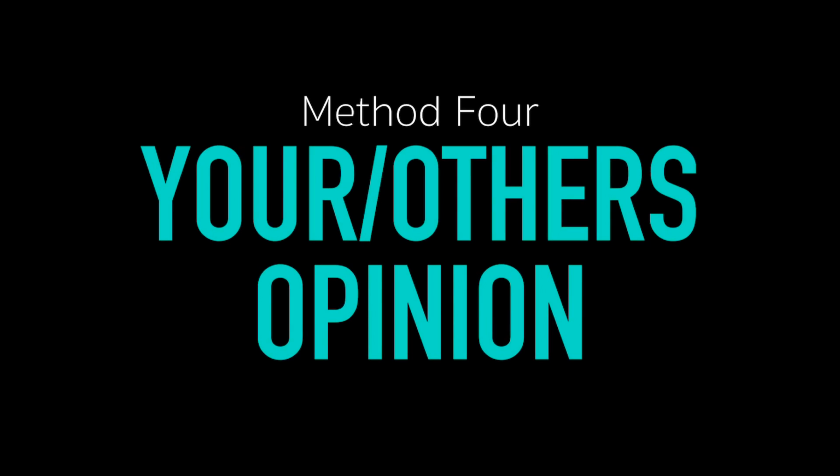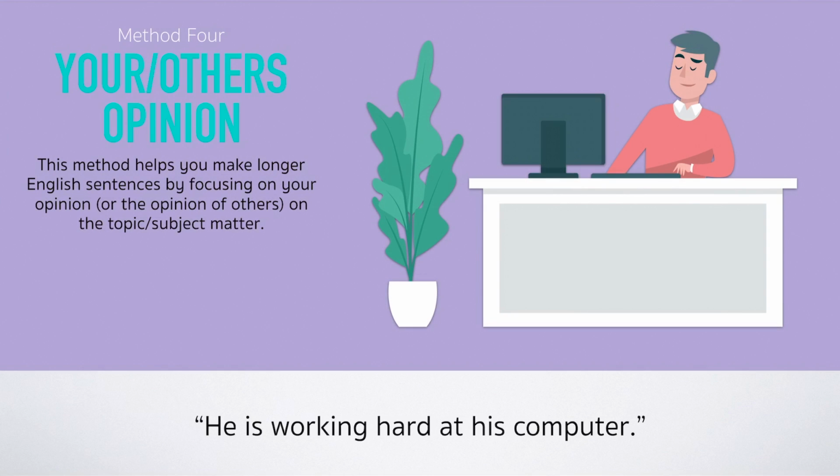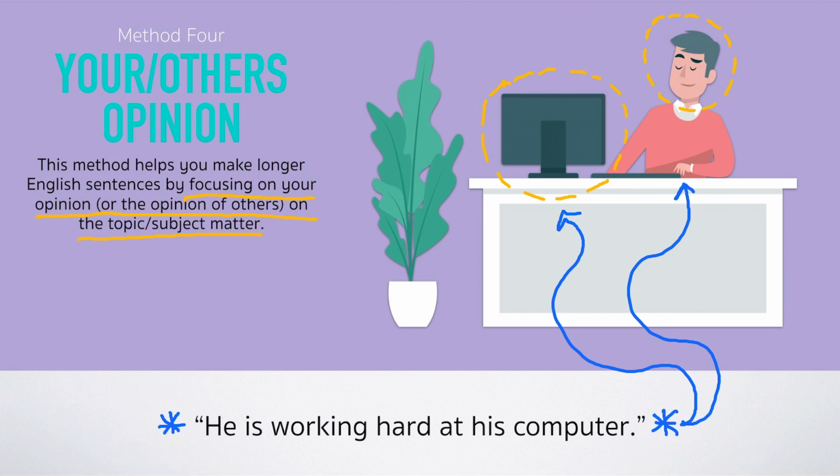So moving on to method 4: your or others' opinion. This method helps you to make longer English sentences by focusing on your opinion or the opinion of others on the topic or subject matter. So for example, in this image, we see that there's a man and it seems like he's sitting at a desk working on a computer. So our sentence could be, he is working at his computer. And that's true because the man is working on his computer. Very simple sentence.